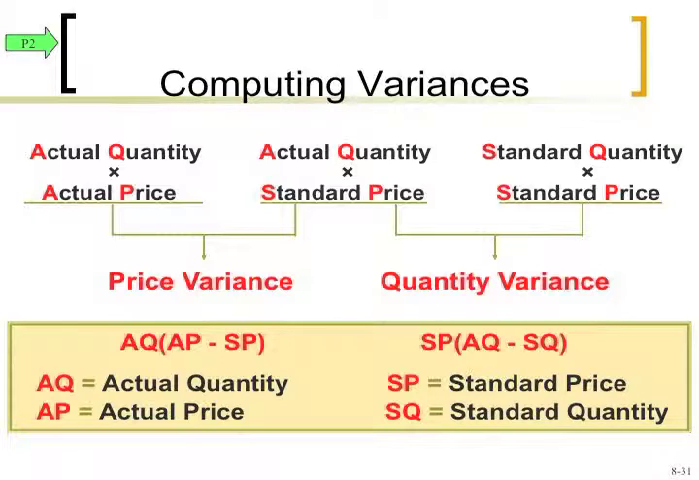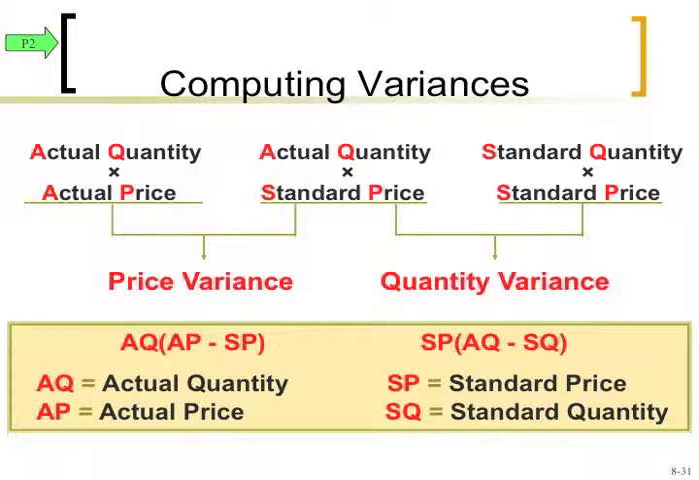And we set up a 3-column approach. We have the actual, and we do this for each of direct material and direct labor and variable overhead. We'll have our actual quantity times the actual price on the left-hand column. In the center column, we have the actual quantity times the standard price. And in the far right column, we have the standard quantity times the standard price.